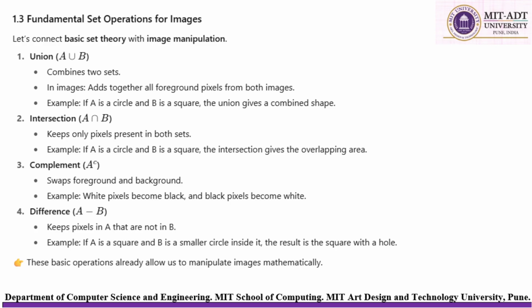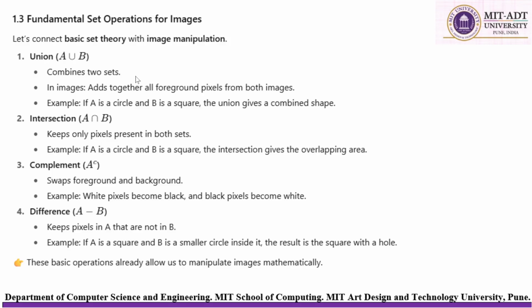Let us see what the fundamental set operations for images are. We need to understand certain basic set theory when we need to perform any image manipulation. We will focus on the union operation, intersection operation, complement operation, and the difference operation. In terms of set operations performed on images, for the union operation, as you know, you usually have two sets, let us say A and B. Union is denoted with A union B. This is the symbol, you know that.